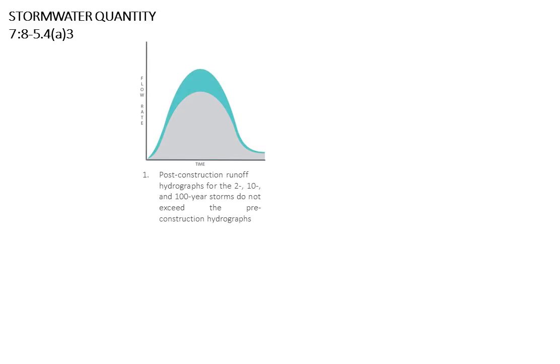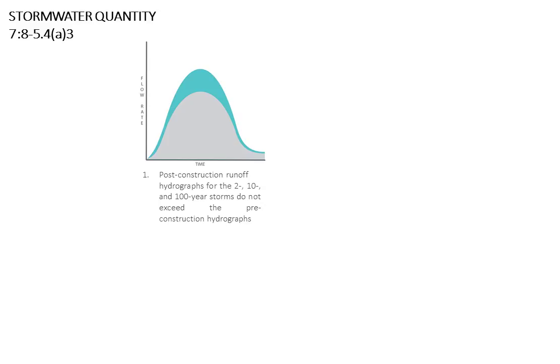The next design and performance standard is the water quantity standard. The water quantity standard is aimed at preventing flooding, protecting in-stream structures, and preventing other negative impacts as a result of increased flows. There are 3 different options for meeting the stormwater quantity requirement of the stormwater management rules. The first option is to ensure that at no time do the post-construction hydrographs exceed the pre-construction hydrographs for the 2, 10, and 100-year storms.